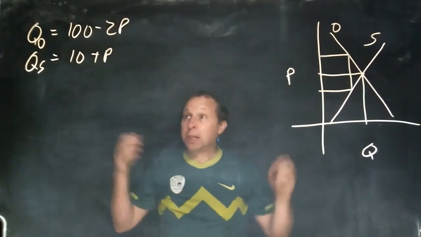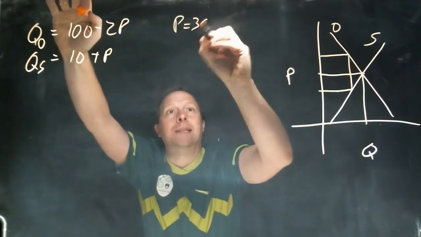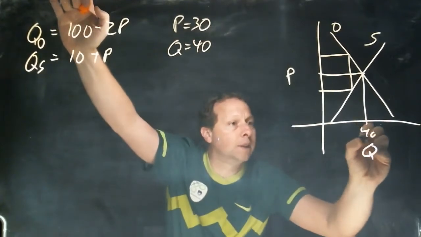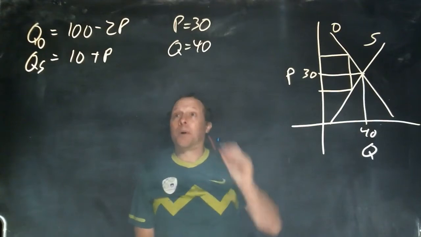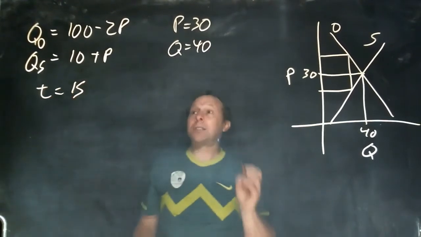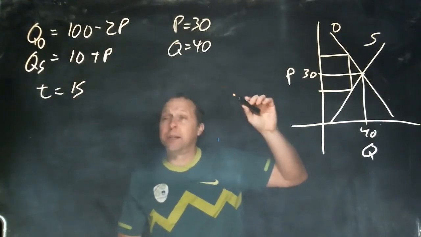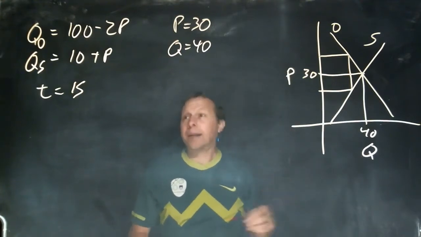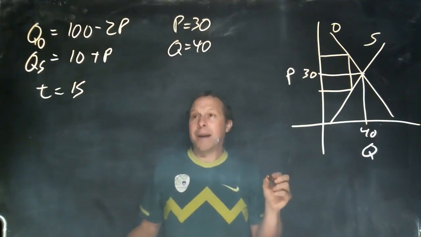When we solve this equation by setting supply and demand equal to one another, we get an equilibrium price equal to 30 and an equilibrium quantity equal to 40. So that's these points here and this point here. What we did last time is we put a tax equal to $15 and we put that tax on the demanders, and we found out that this increased the price to demanders to $35 and decreased the price that suppliers got to $20. Let's see what happens instead when we put this on the suppliers instead of the demanders.